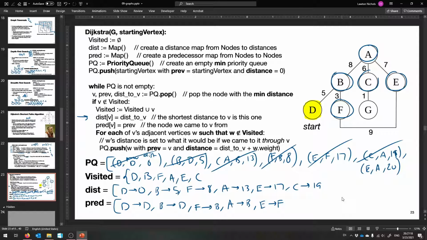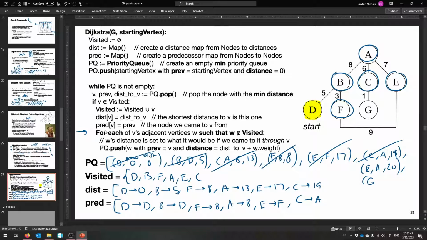We just visited it, and then we have in the predecessor coming to C, we came from A, okay? I'll show you why that's useful. And then we're going to push everything that hasn't been visited from C, and so it's not A, but we're going to push the G here. Okay, so let's push the G to this priority queue.